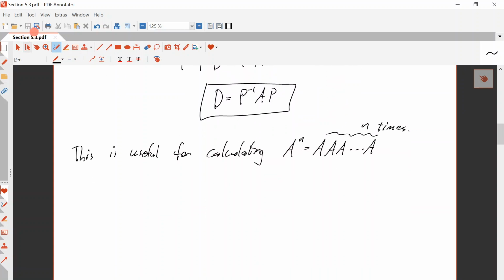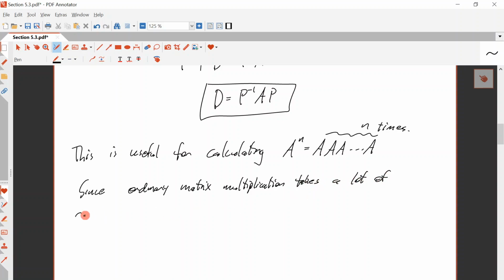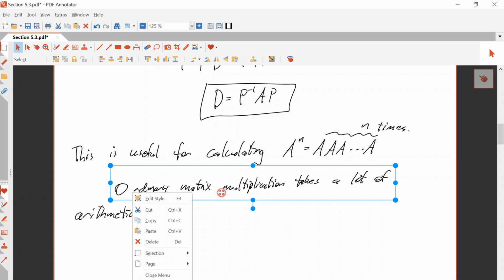However, ordinary matrix multiplication requires a lot of arithmetic.